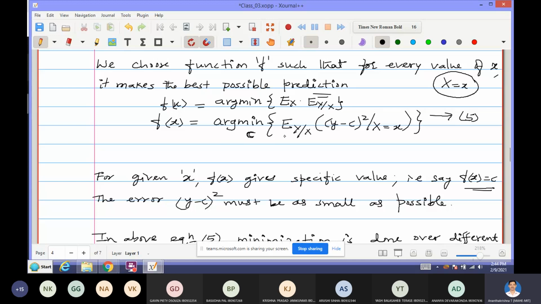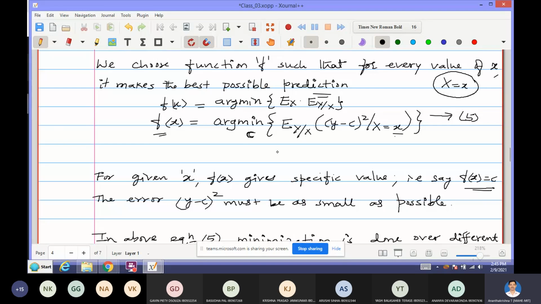So the argument minimum function first minimizes with respect to c, and takes that argument which achieves that minimum. It is done for all possible values of small x in capital X, so that we get a function f of x. This is the explanation which I am trying to give for estimating the mapping function f in any regression problem.